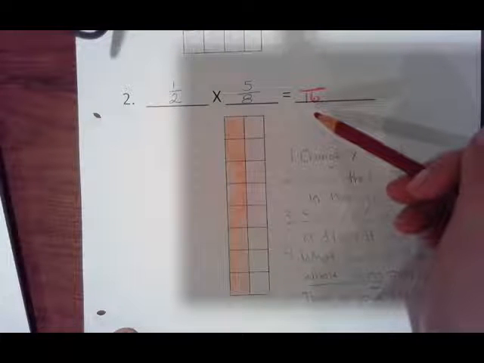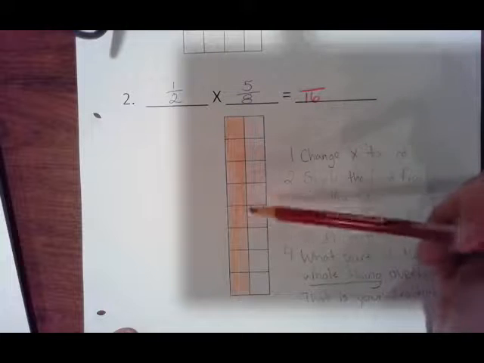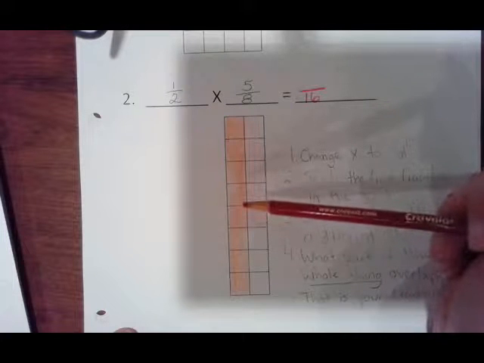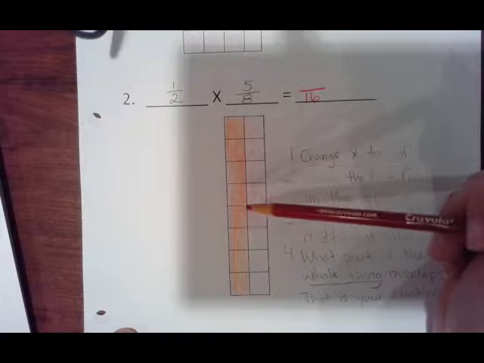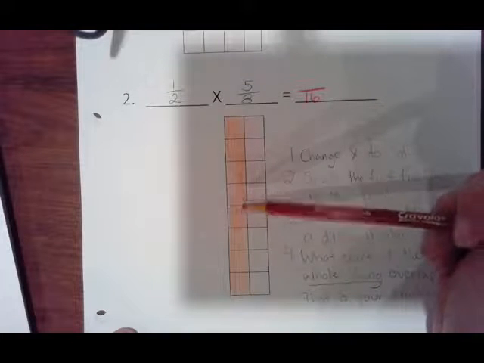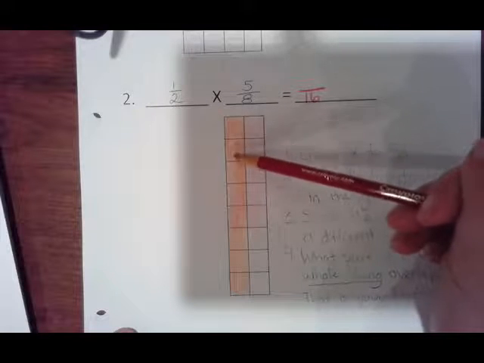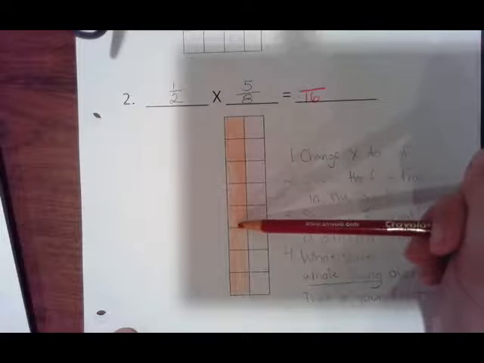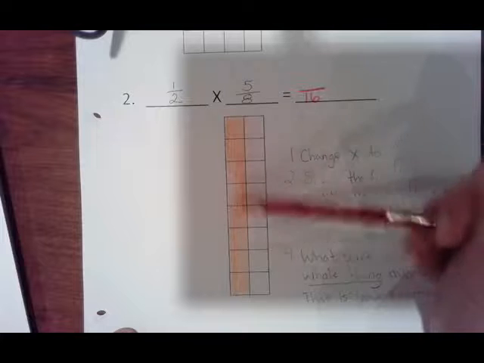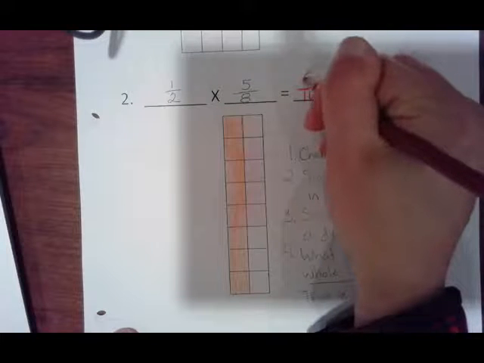Okay, and then I need to go back and look at how many of each color did I shade in. And I know it's kind of hard to tell because pink and orange are very similar. So if you can't see, I'll just go over it, but I shaded in 1, 2, 3, 4, 5 of these with both colors. So that's my numerator.